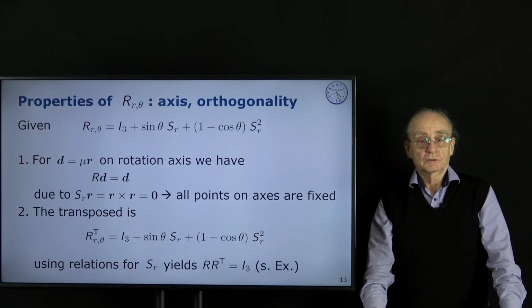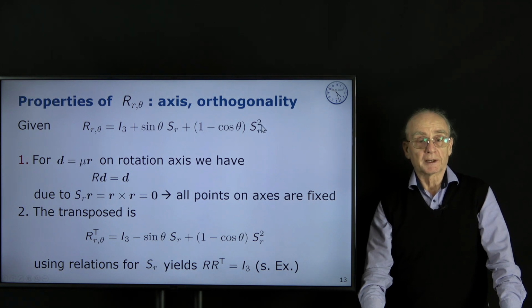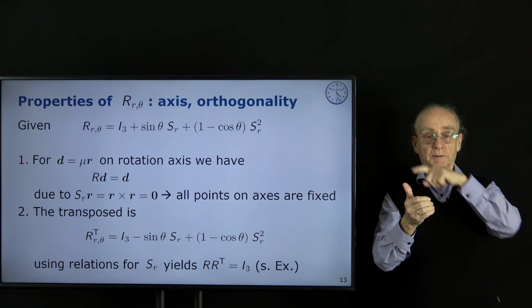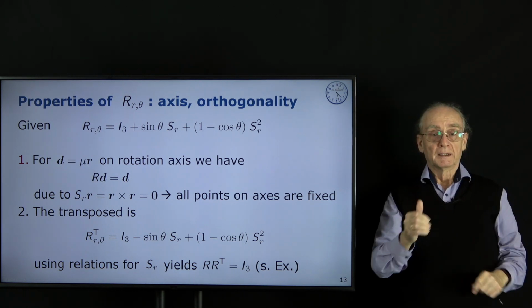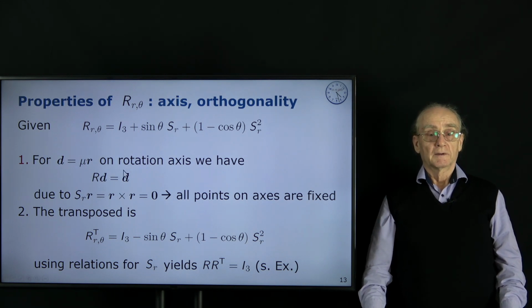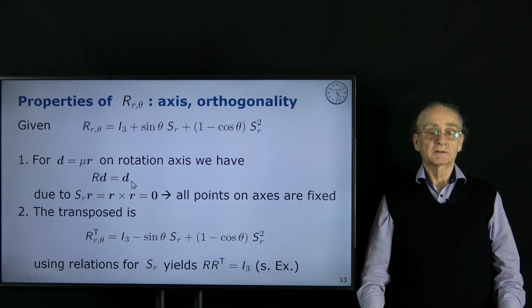So let's go to the proof. Let's start with this rotation matrix I plus sine theta S plus 1 minus cosine theta S_R squared. And we first want to prove that if you have any point D on the rotation axis, that means if you have r, the unit vector, you can multiply it with any factor mu. That means this is some arbitrary point on the rotation axis, and we show that if we multiply D with R, that means we rotate D, it stays at the same point. That means it is a fixed point.